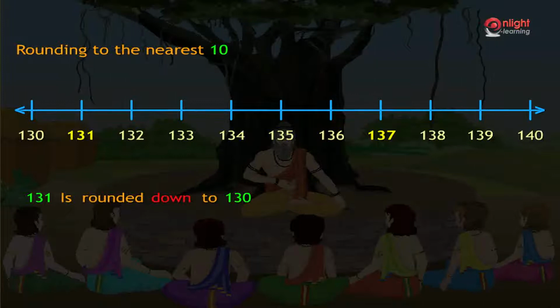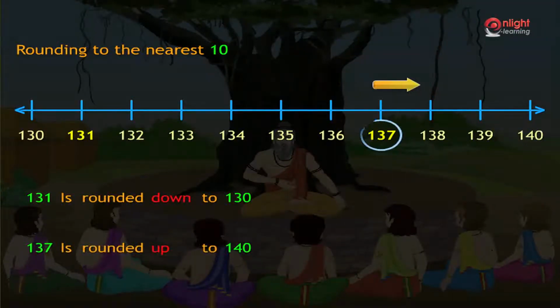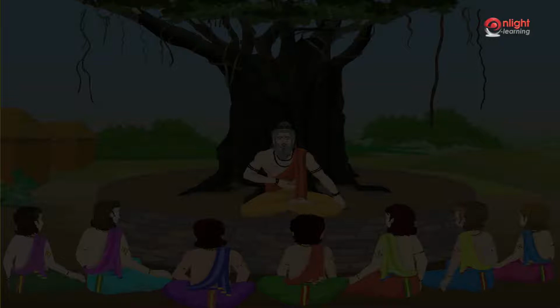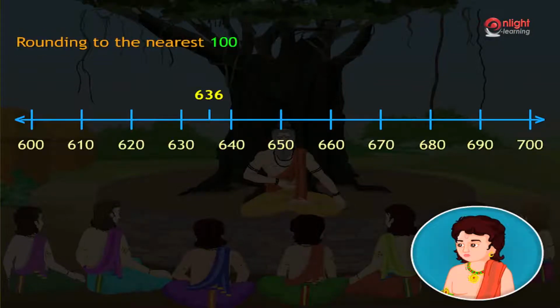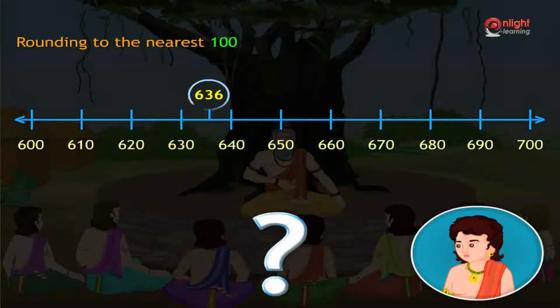We notice that 137 is closer to 140 than to 130. So 137 is rounded off to 140 while considering the nearest 10. Now let us round off numbers to the nearest 100. On a number line between 600 to 700, mark the number 636. How do we round it off to the nearest 100?